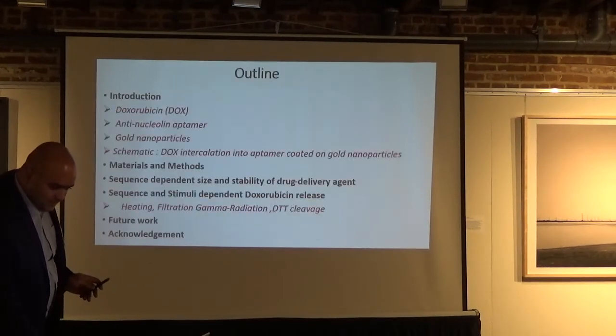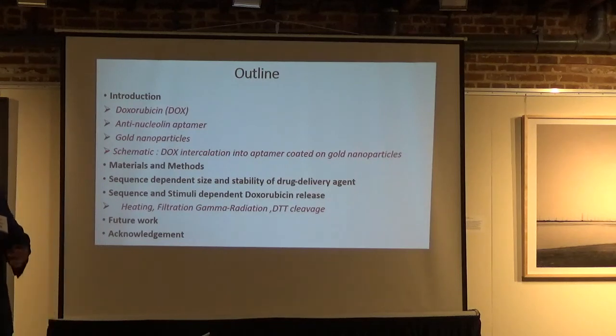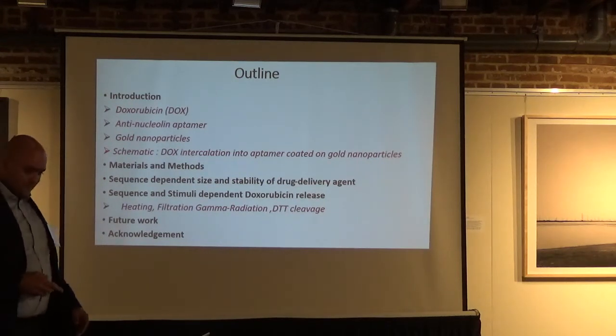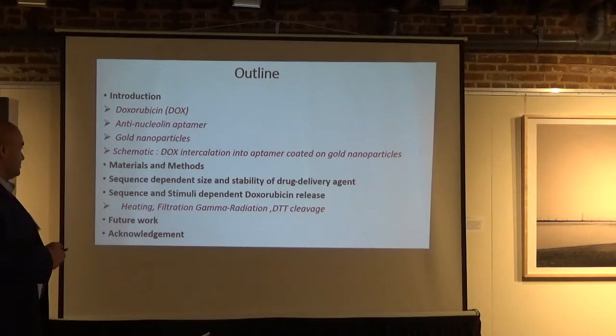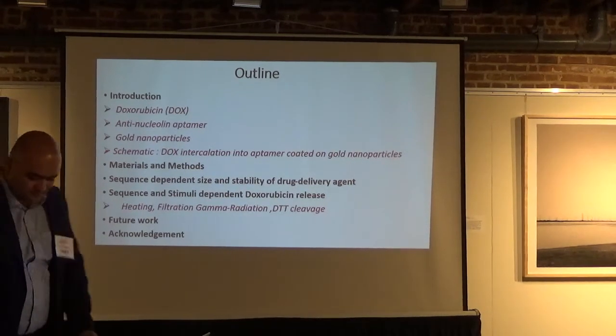So this is my outline. I have divided it in a way so you can understand this easily. My introduction is doxorubicin, which is the key premise of this talk. Then the anti-nuclear aptamer, which is a DNA, a gold nanoparticle, and what design we have done to make sure this innovation works. Some materials and methods, sequence-dependent size and stability analysis, sequence and stimuli-dependent doxorubicin release, and some future work.